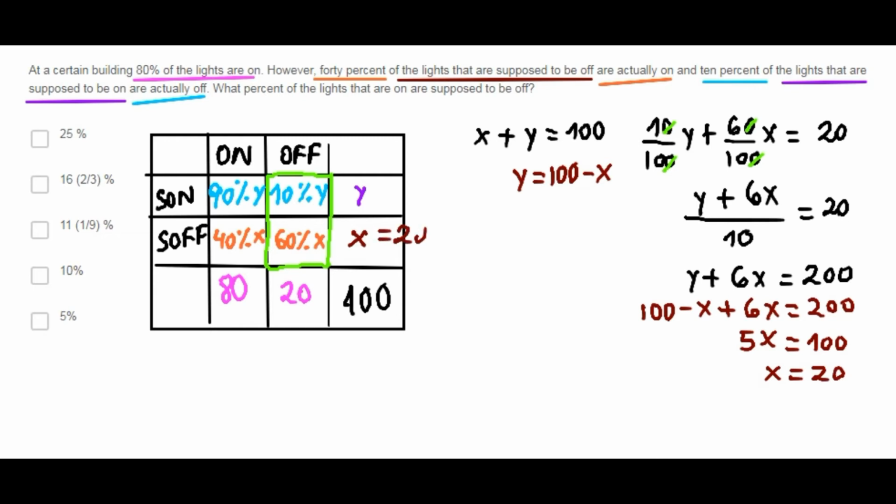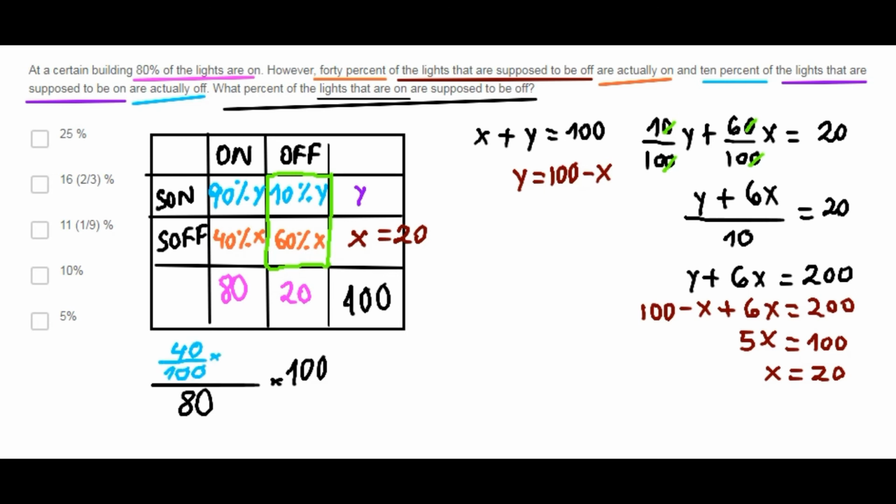So X is 20, and the question is the following. What percent of the lights that are on are supposed to be off? So the lights that are on are these ones. So what percent of 80 are the lights that are supposed to be off? These ones. So we want to know what percent of 80 is 40% of X, but X is 20.